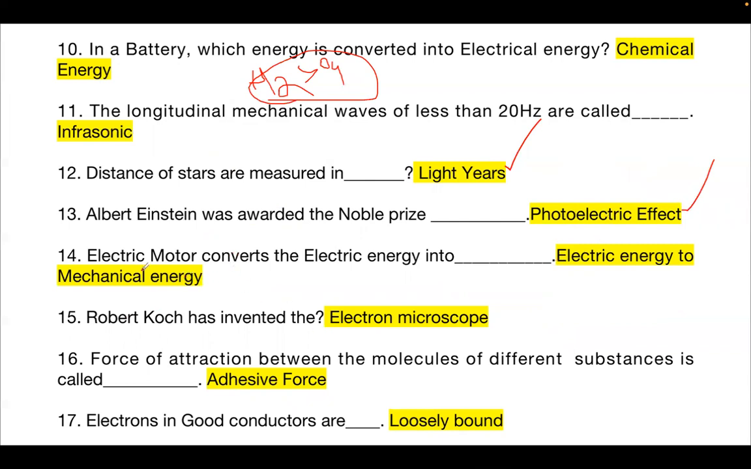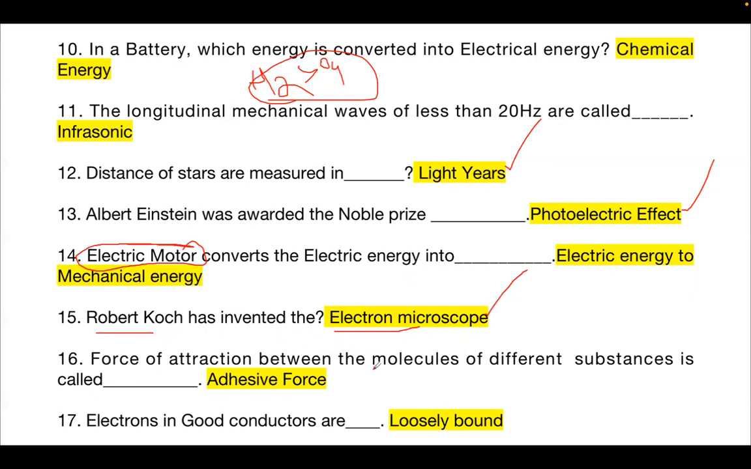And the next question is, an electric motor converts electrical energy into dash. So electrical energy can be converted into mechanical energy in a motor. Okay. And the next question is, Robert Koch has invented the dash. So he has invented the electron microscope. Okay. This electron microscope was invented by Robert Koch.